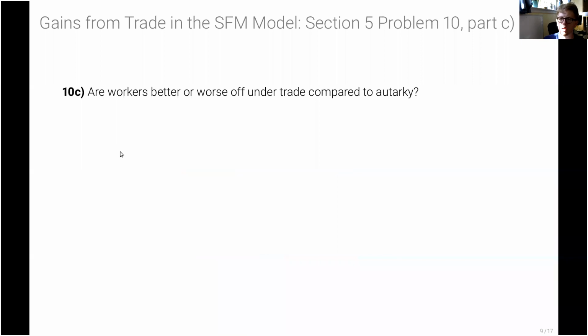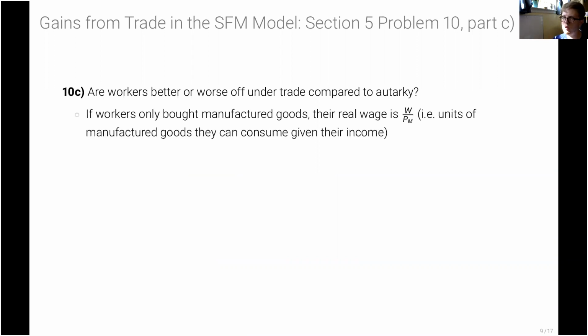So moving on, 10C asks us whether or not workers are going to be better or worse off under trade compared to autarky. And so you can consider that if workers only buy manufactured goods, their real wage is just going to be their wage W divided by PM. What does this tell us? This says that if workers only want to consume manufacturing goods, then W over PM is the total units of manufacturing goods that they can consume given that income W.